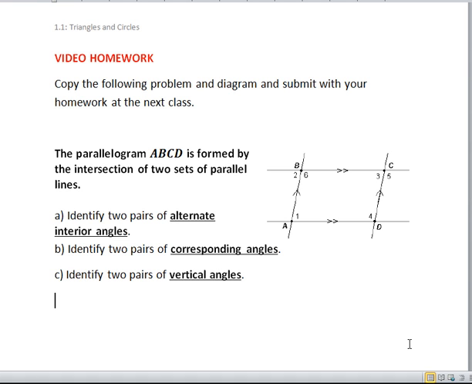Now that we're familiar with all that vocabulary, let's take a look at the video homework. So this is a part of your homework, and what you should do is to copy the following problem and the diagram right here, and do it and submit it with your homework that's due at the beginning of the next class. So in this picture here, we have a parallelogram, basically this shape formed by two sets of parallel lines. So the ones with the two markers, that's one set of parallel lines, and then in the other direction with one marker, we have another set of parallel lines. So here we have a parallelogram, and what I'd like for you to do is to identify two pairs of alternate interior angles, two pairs of corresponding angles, and, you can't see this, but two pairs of vertical angles.